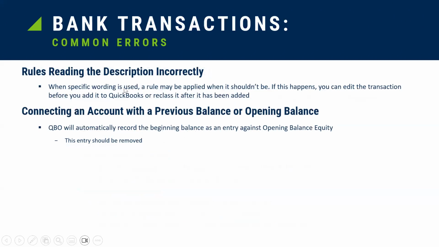So, the rules reading the description incorrectly. Again, it happens, which is why when you write the descriptions of what you want in there, make sure that you're a little specific, but not too detailed, so that it will match the right one. This also happens when it does the auto add, because it may think that it was Walmart and it really wasn't Walmart, it was something else, and it coded it and moved it, and you're wondering where that transaction came from. And that's probably what happened.